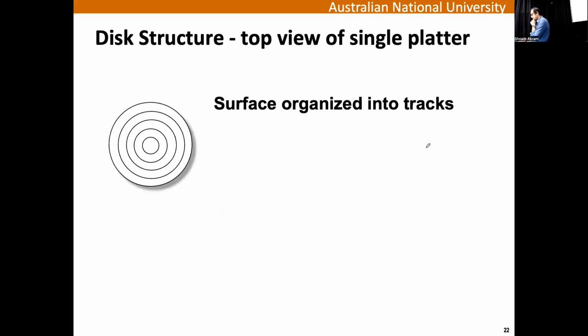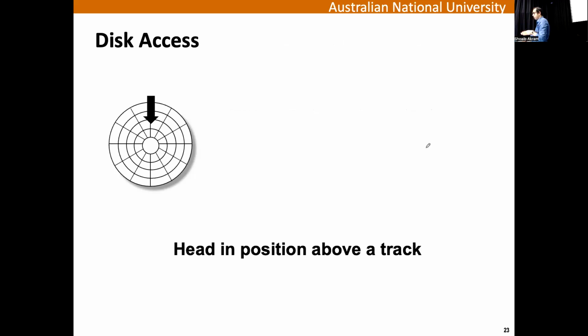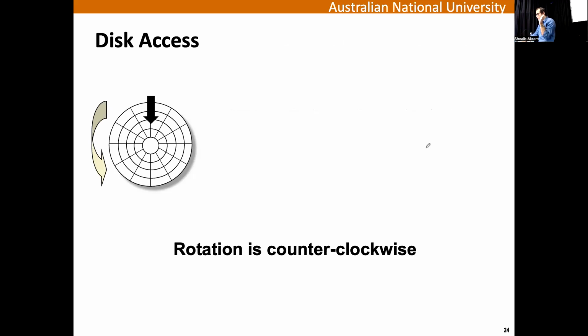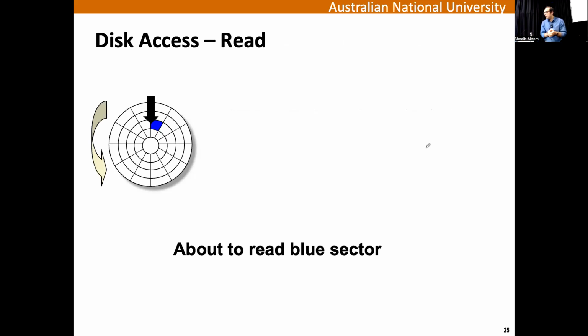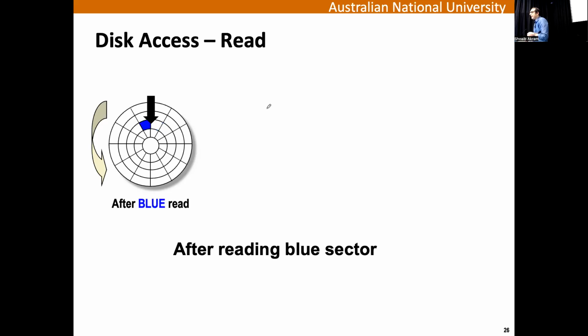If we look at the disk structure, these are the tracks. These are our sectors. All right, let's say the head is at this position, the platters rotate counterclockwise, and we want to access the blue sector. So the head is in a very nice position. If the application wants to access something on that sector, the application is really lucky, because no head movement, no arm movement, simply transfer.